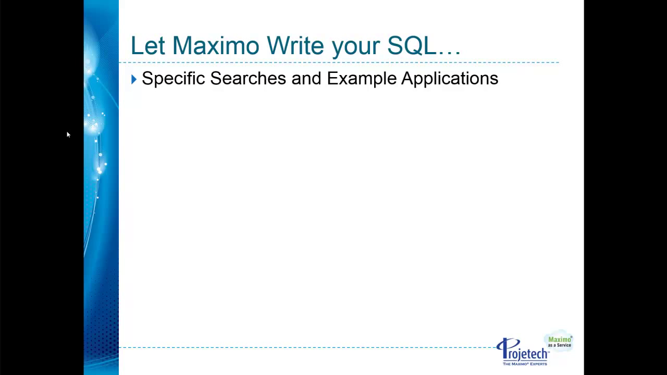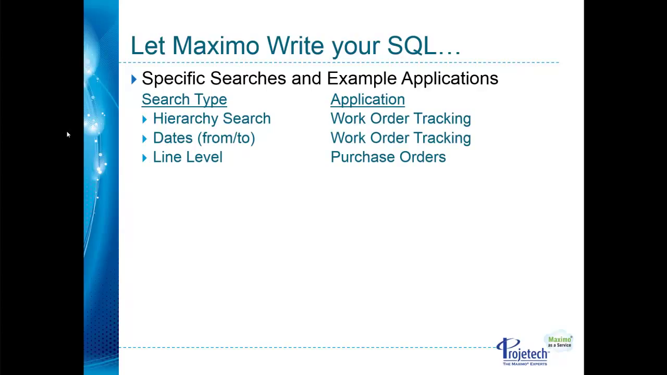Specific searches will be based on fields set up for them, including a hierarchy search, and we'll look at location and dates, both of which we'll cover in the work order tracking application. Additionally, we'll look at line level searching, when you're looking for, say, a purchase order based on the description of what is in one or more lines of that order.